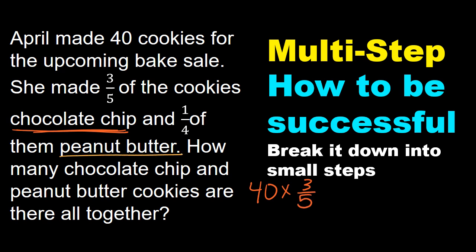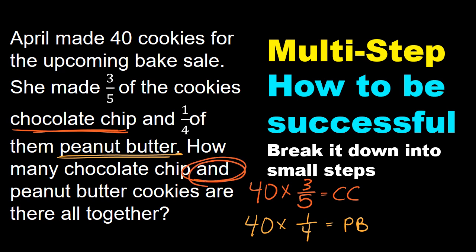And then you got to figure out the peanut butter cookies. So I'll do 40 times 1/4, both of which are completely doable by themselves. And then you're going to get some totals here. So this would be a peanut butter total. You would have a chocolate chip total. And then it says how many chocolate chip and peanut butter. And so what I would do at the end, I would do chocolate chip plus peanut butter at the end.